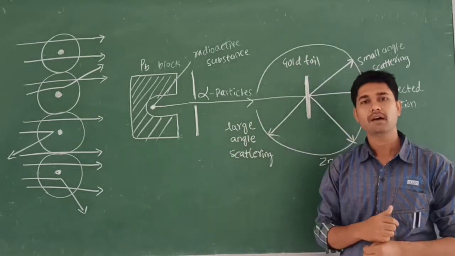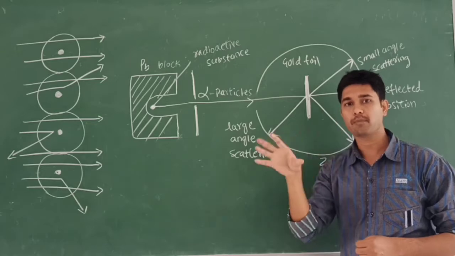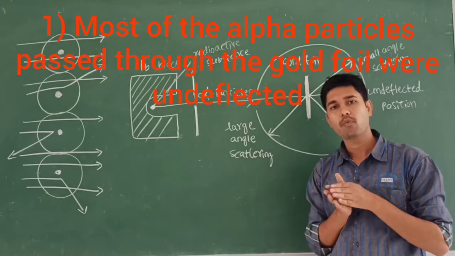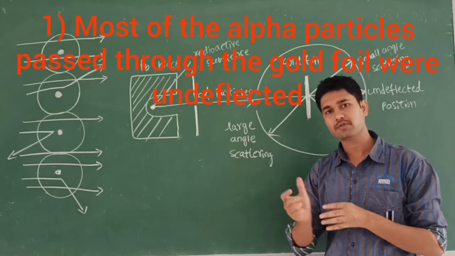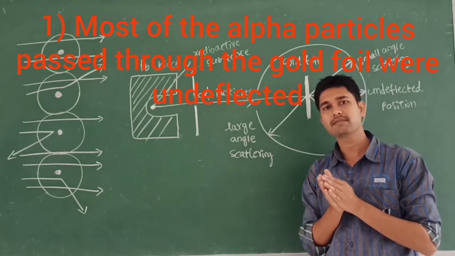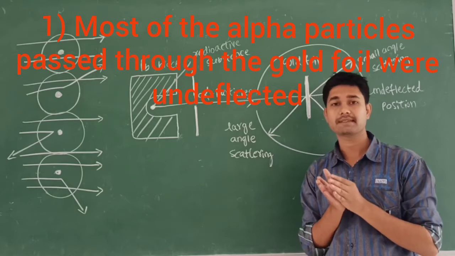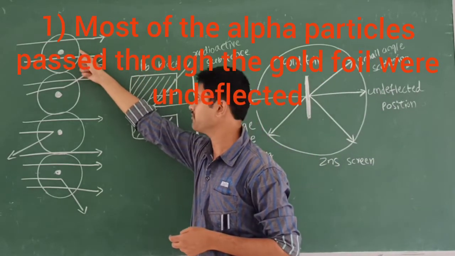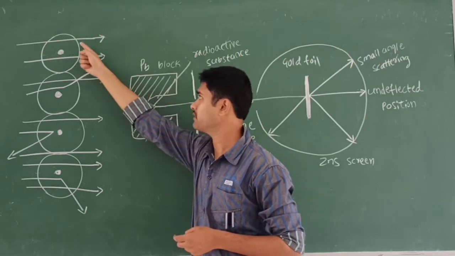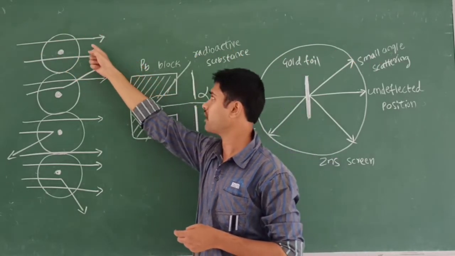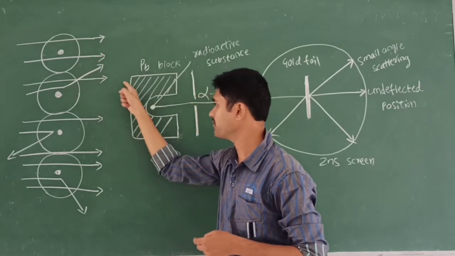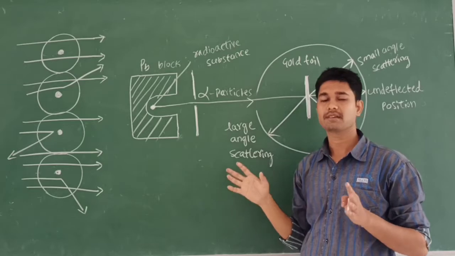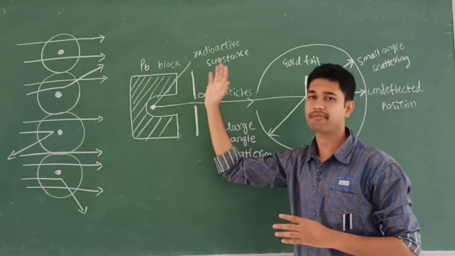From this experiment, Rutherford observed some points. What are those points? The first point says that when most of the particles pass through this gold foil, the maximum number of them go through without being deflected. These are called undeflected. See, when the rays pass through the gold foil, these are called undeflected. Like this, most of the particles he observes are undeflected.